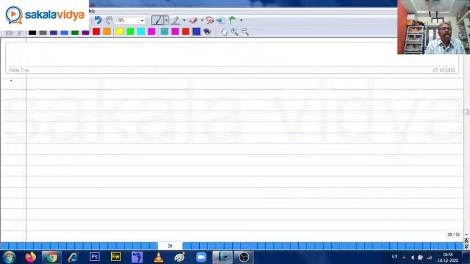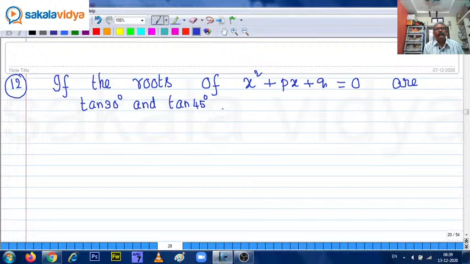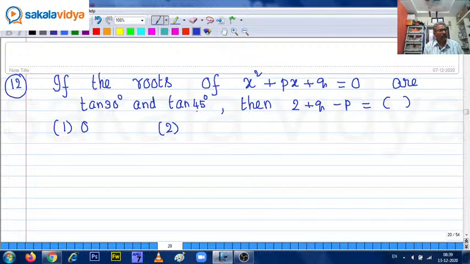Now 12th question. So let's have a discussion on 12th question. If the roots of x square plus px plus q equals to 0 are tan 30 degrees and tan 45 degrees, then 2 plus q minus p equals to: first option 0, second option 1, third option 2, fourth option 3.